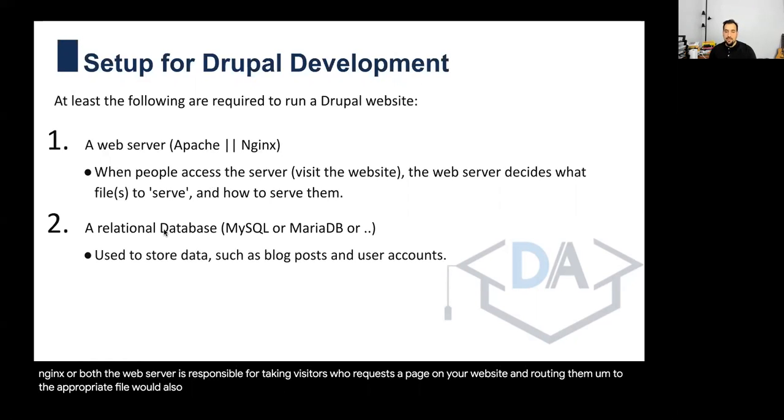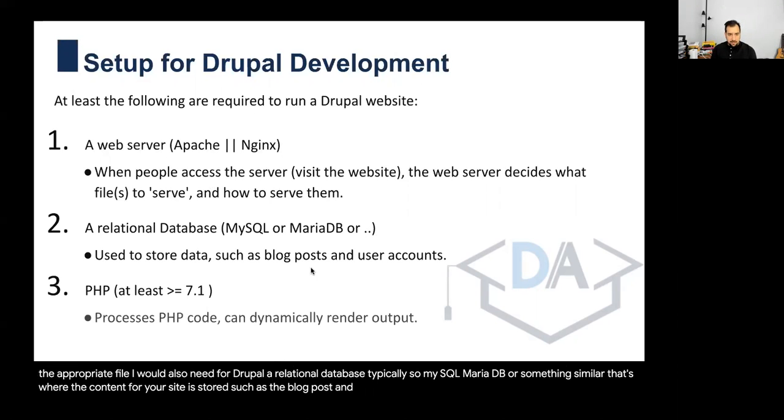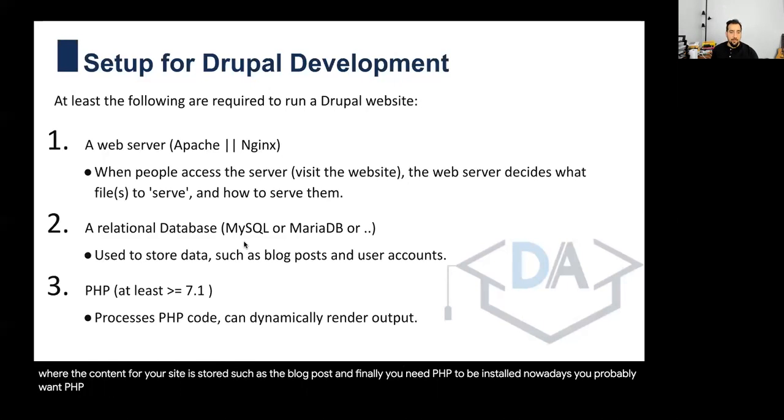You would also need, for Drupal, a relational database, typically MySQL, MariaDB, or something similar. That's where the content for your site is stored, such as the blog posts. And finally, you need PHP to be installed. Nowadays, you probably want PHP 7.3 or above, but you need PHP installed on the server so that the PHP code you run can be interpreted and processed into a web page.